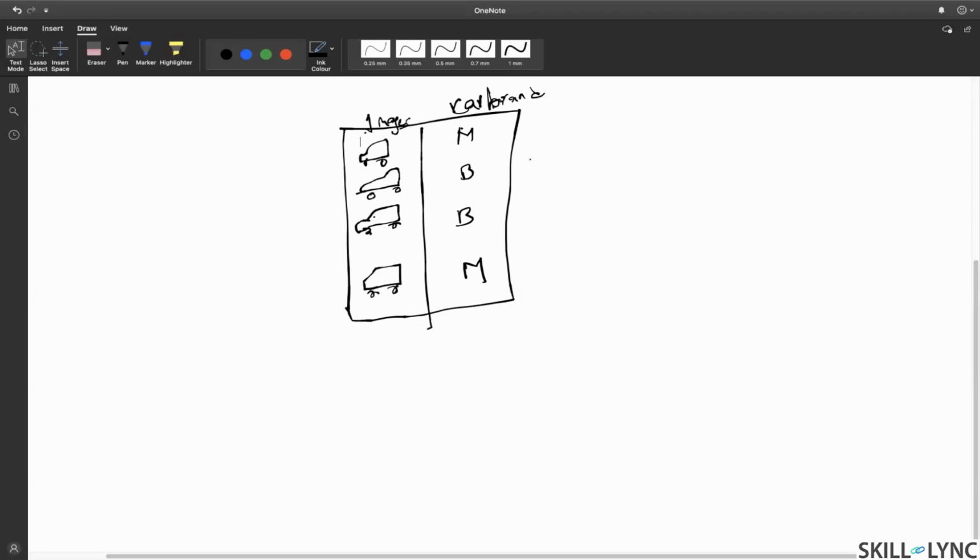Similarly, this has been done manually, right? Someone has looked at the image and classified whether it is a Mercedes or BMW. Manually, we have looked at the second image and classified whether it is a BMW or Mercedes. So tell me, can there be human error here? Yes or no? Yes.